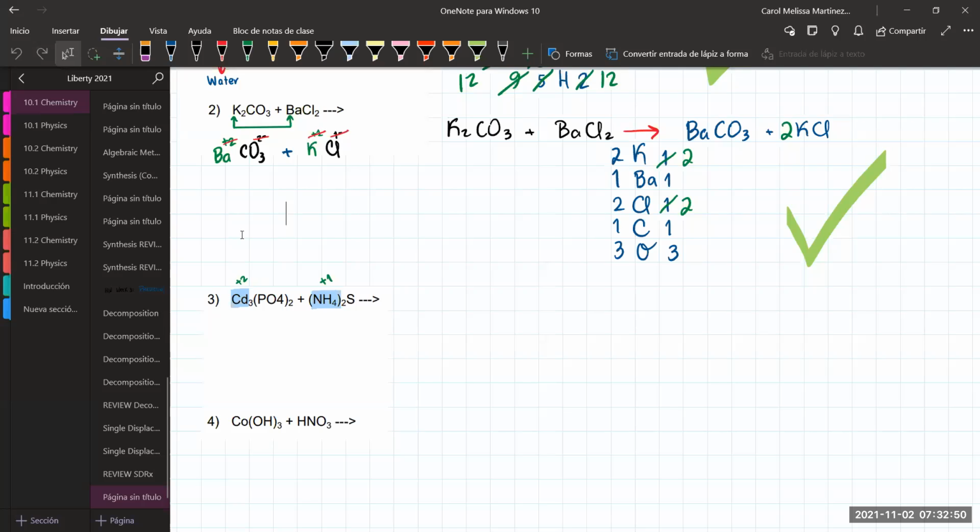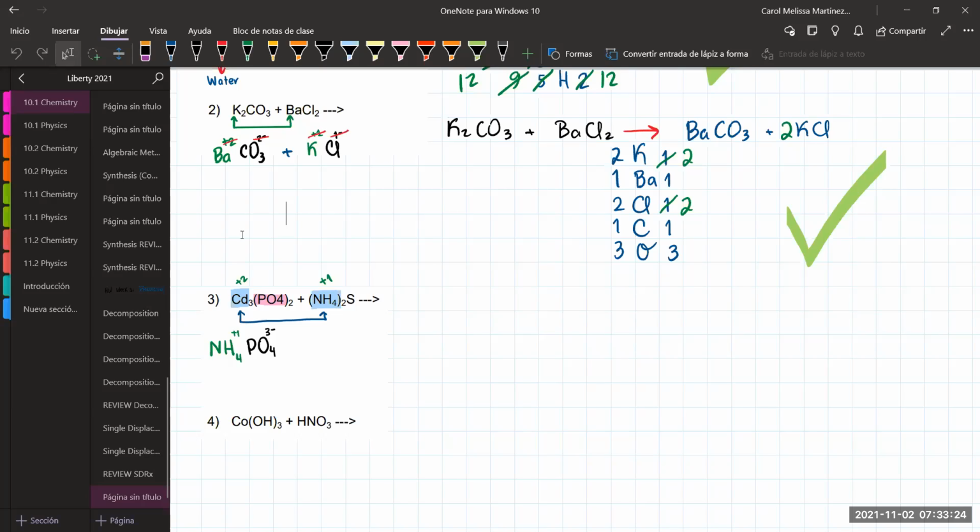Okay, so now that you have already identified the cations, all you have to do is change their positions. That means that ammonium is going to be combined with the anion PO4. Okay, PO4 is phosphate and it has a charge of -3.